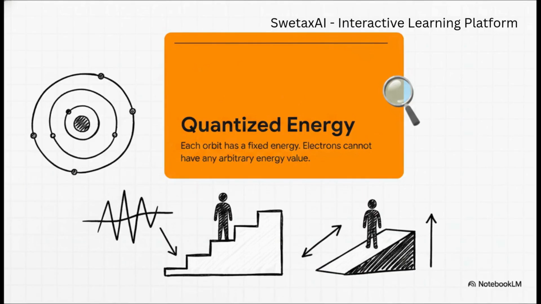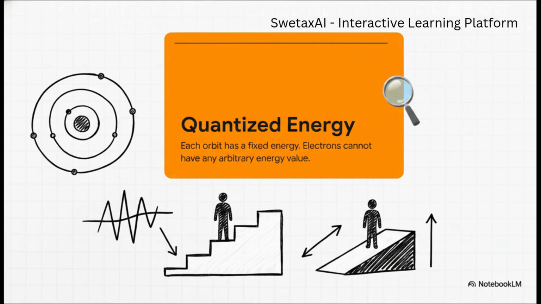That brings us to rule number 2, quantized energy. Every specific orbit has a fixed energy value. What quantized means here is just that the energy comes in strict, discrete packets. The electrons can't just have any arbitrary amount of energy.